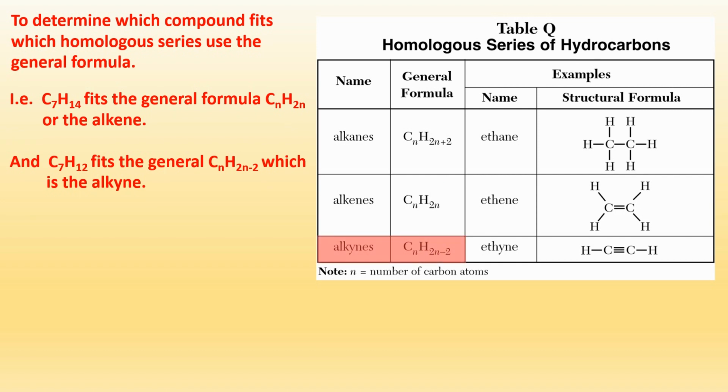And C7H12 fits the general formula CnH2n minus 2, which represents the alkyne.